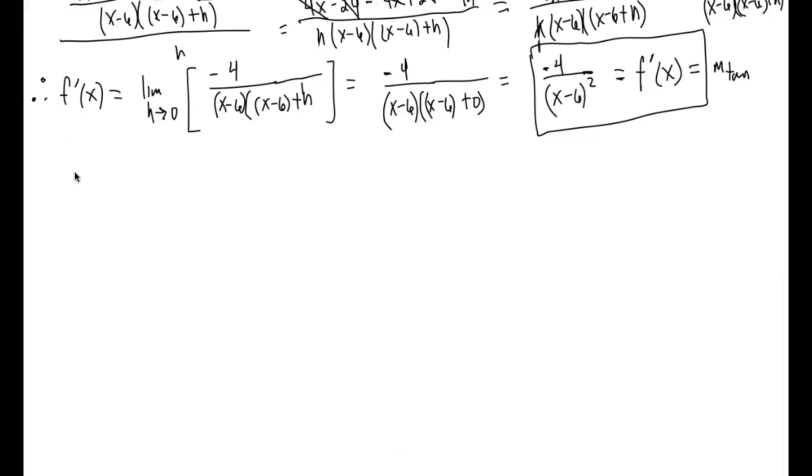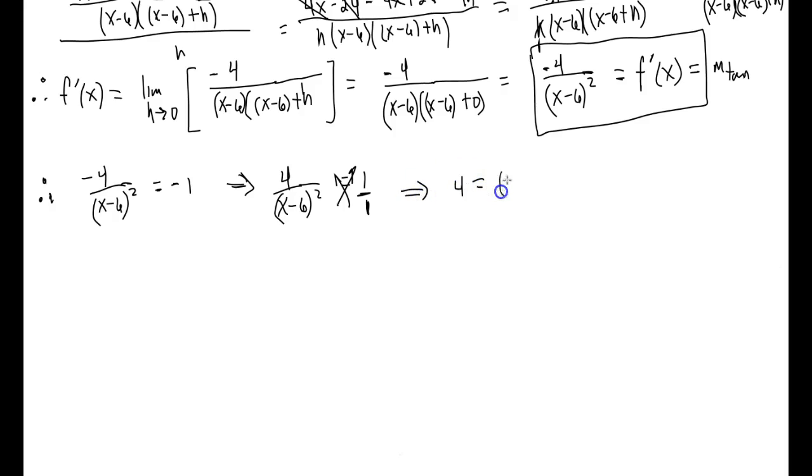Okay, so I've made some room to go ahead and do these calculations. Therefore, we know that negative 4 divided by (x minus 6) quantity squared equals negative 1. And of course, we just need to solve that for x. So if we multiply both sides of this equation by negative 1, then we'll see that it becomes positive. Then here we can just put this over 1 and cross multiply. So that'll be 4 equals (x minus 6) quantity squared.